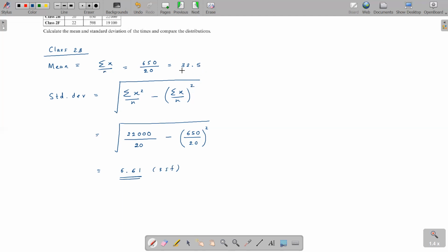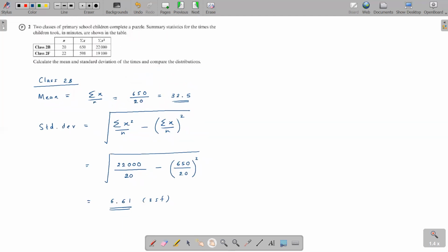Okay, so I have the mean and standard deviation. Similarly, let's do the comparison for class 2F. So mean is sigma x over n. Sigma x is 598 over n is 22. So how much is that? 27.181818, it goes on. So it's 27.2 correct to 3SF.